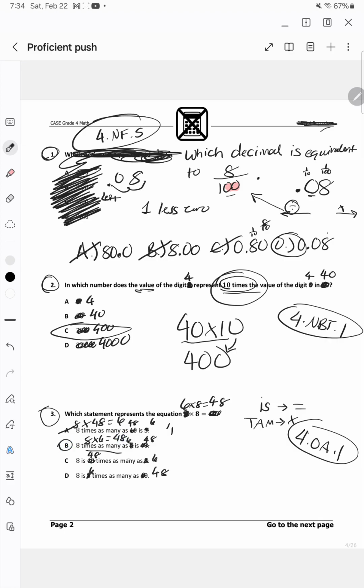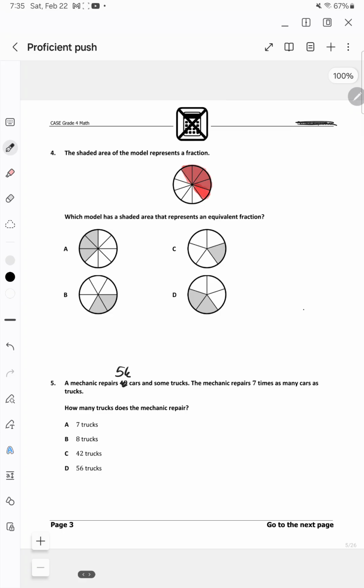But let's see why this is wrong. This is saying that 8 is equal to 48 times 6, which is also wrong. And this is saying that 8 is equal to 6 times 48, which is also still wrong. So B is our only answer.